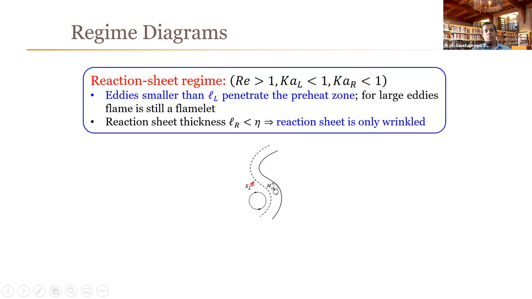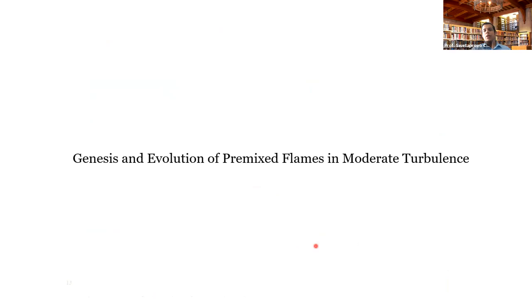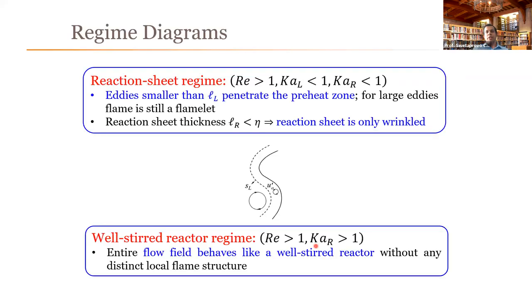Okay, and this is where we expect the flame to be distorted by small scale eddies. And in the well-stirred reactor regime, your Reynolds number, of course, is much greater than one, and your reaction Karlovitz is greater than one. Okay, so that's about the proposed regime diagrams. We'll reflect on this in terms of recent measurements by Driscoll's group about whether these are correct, where deviations can occur, and we'll also discuss a few issues of that. But if you have any questions on this material up to this point, please feel free to ask. I'll be happy to discuss.